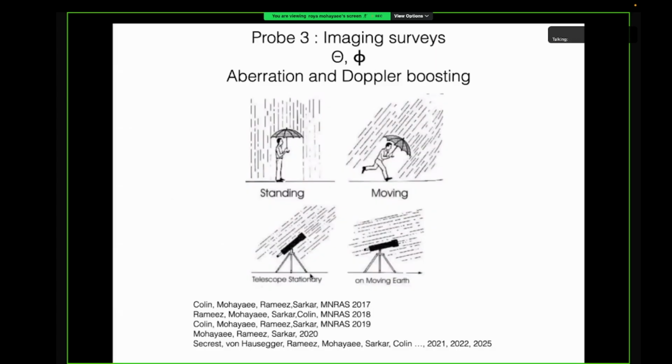So what is aberration? Basically, when you're moving, you're seeing sources at a certain angle because you have a motion. You can see that simply when you're moving, like on a rainy day, you have to keep your umbrella at an angle.